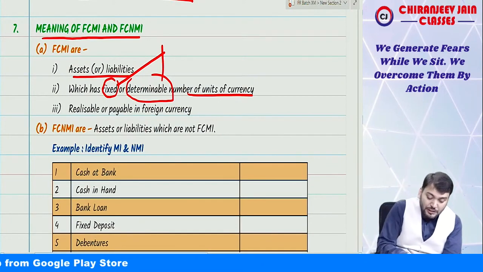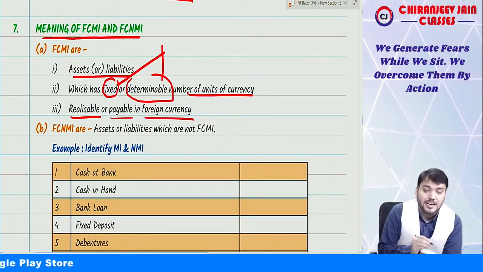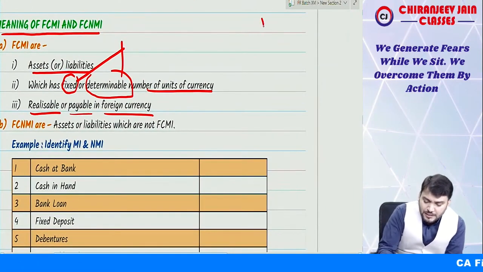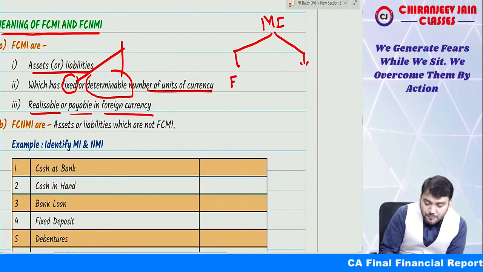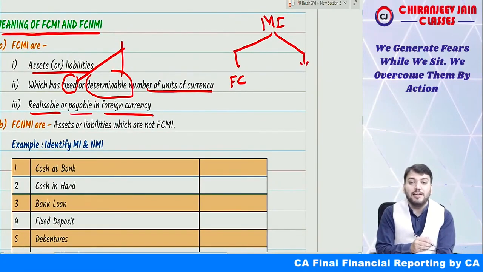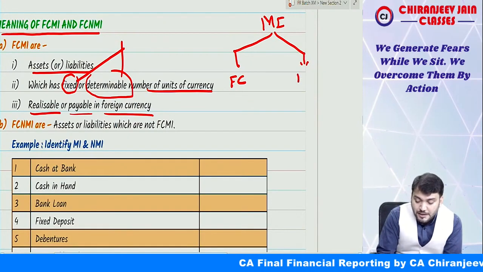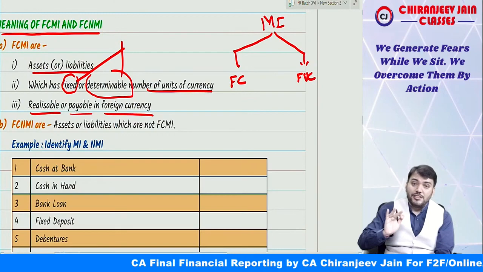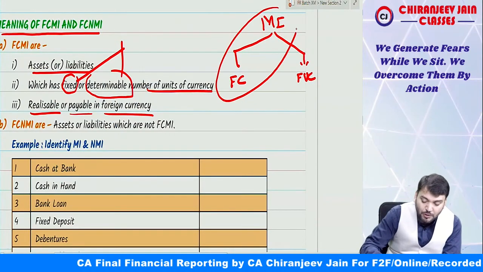And which are realizable or payable in foreign currency. This means monetary items can be of two types. If realizable in foreign currency, it becomes a foreign currency monetary item. If realizable in functional currency, it becomes a functional currency monetary item. So in this chapter, we are discussing foreign currency monetary items.